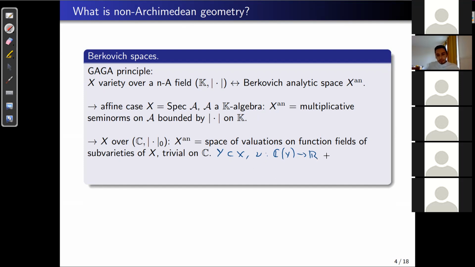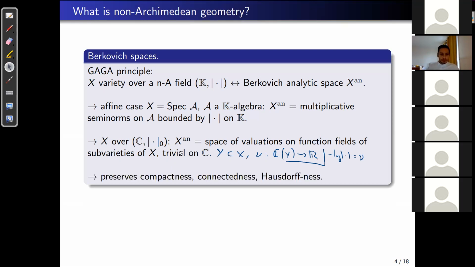Okay, so implicitly here I have used the correspondence between valuations and absolute values. So if you have an absolute value and you take minus log of it, it's a valuation. And in the other direction, if you take the exponential of minus the valuation, then you get an absolute value. This is a kind of dual point of view that we have to keep in mind sometimes.